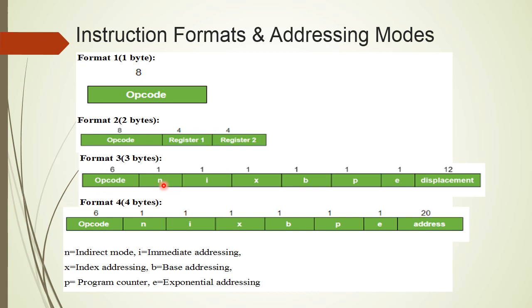Then the next 6 bits are n, i, x, b, p, e. n is indirect addressing, i is immediate addressing, x is index addressing, b is base addressing, p is program counter, e is extended, then displacement. Then format 4 is of size 4 bytes. Out of 4 bytes, the first 6 bits are for the opcode, then again nixbpe, then the last 20 bits are for the address. So these are the four instruction formats you should keep in mind while calculating the opcode for a SIC/XE machine.